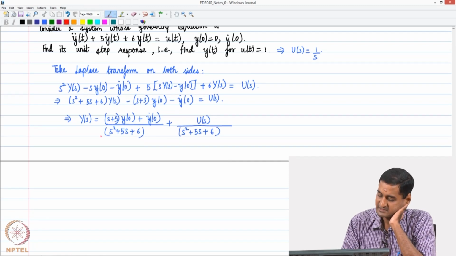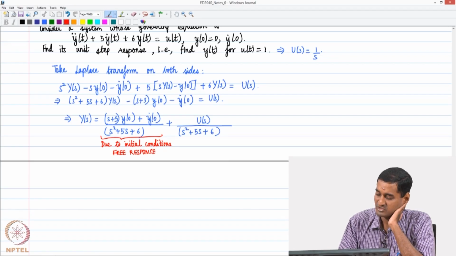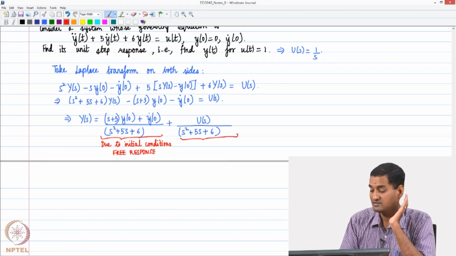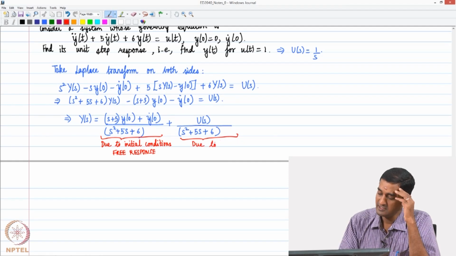Immediately we see that this is the response due to initial conditions. I am repeating it again. This is what is called a free response, because y0 and y dot 0 are the initial conditions. Of course I have given the values to be 0, that is a different matter, but I am doing a general derivation. This is the component of the output due to the free initial conditions, what we call the free response. This is the output due to the input that we provide, and that is called the forced response.